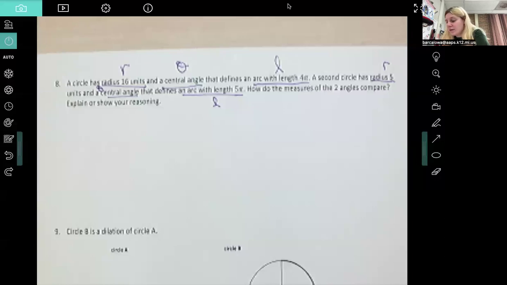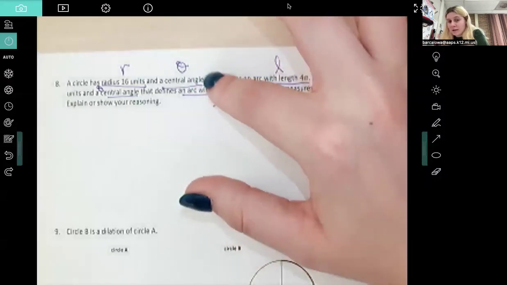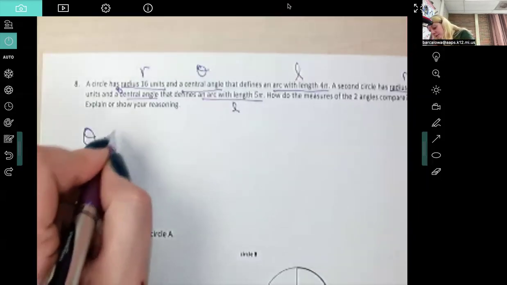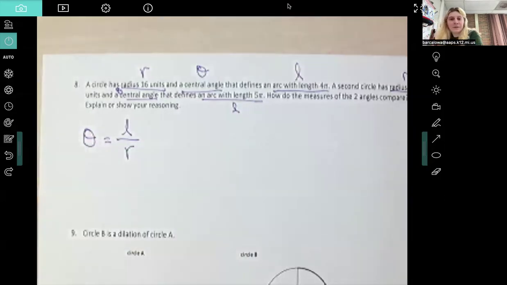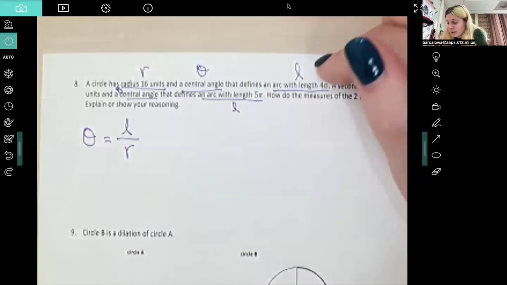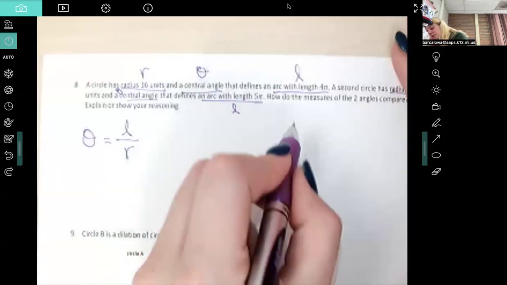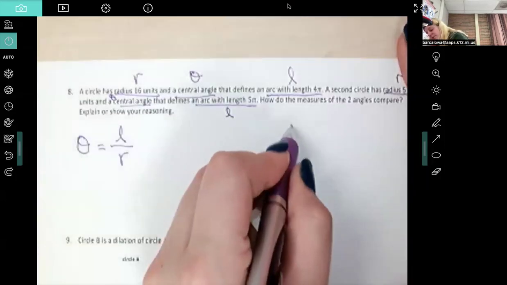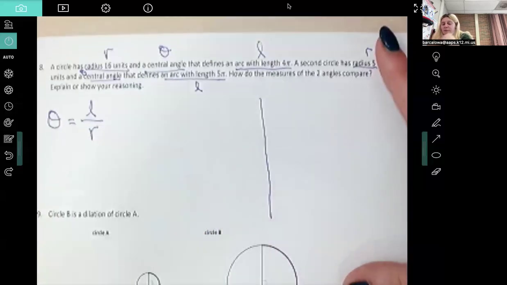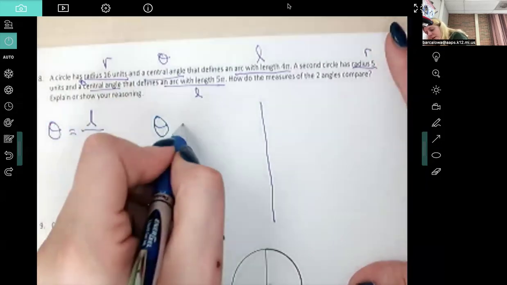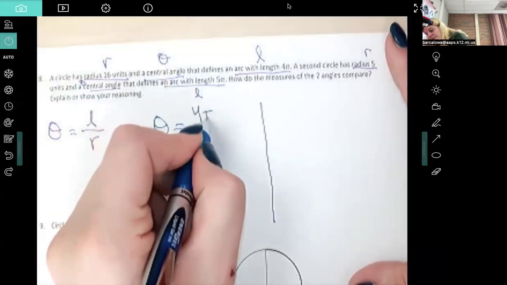Our definition of radians for my angle is arc length divided by radius. Okay, that is the formula that is relating those 3 letters together: radius, length, and central angle. So how do these compare? Be sure to explain or show your reasoning. I'm just going to split this in half so I can do one and then the other. So the first one, central angle is 4 pi over 16.